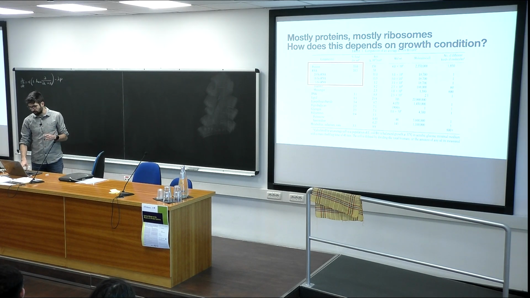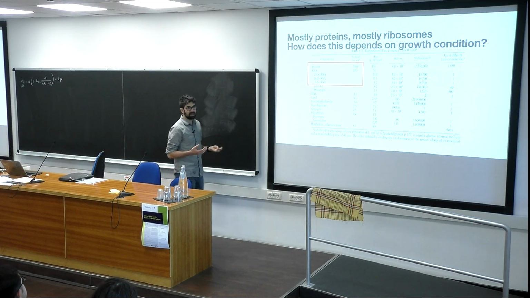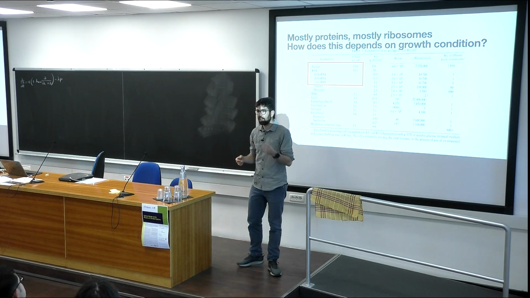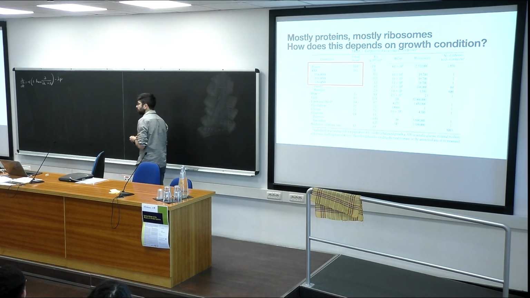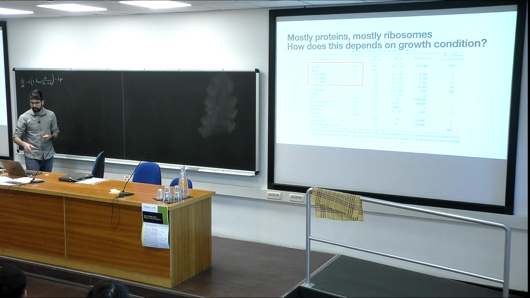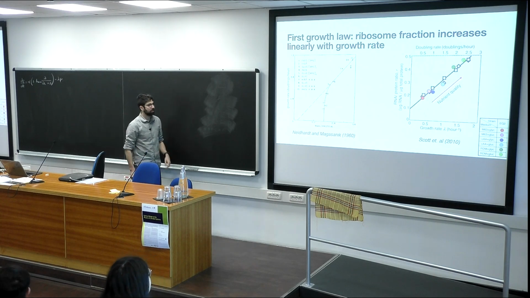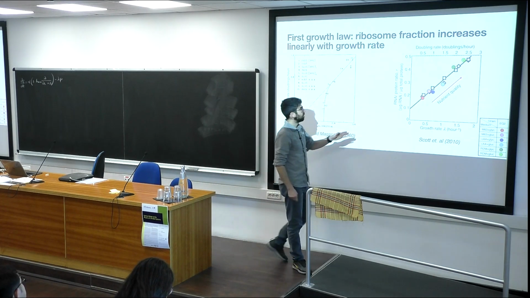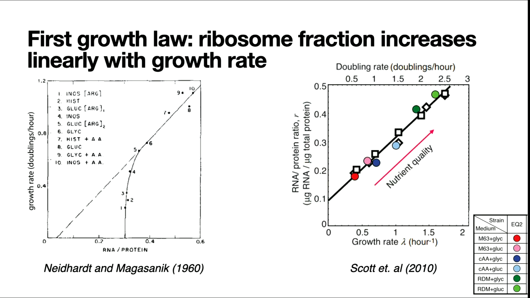So what you do then is, okay, you repeat this table, and you want to understand how this depends on the condition. Of course, you can plot something about this as a function of a property of the condition, and the simplest property of the condition is the growth rate. If you do that, you discover that there is a simple relation. The ratio between the RNA content and protein scales linearly with the growth rate for fast enough growth.